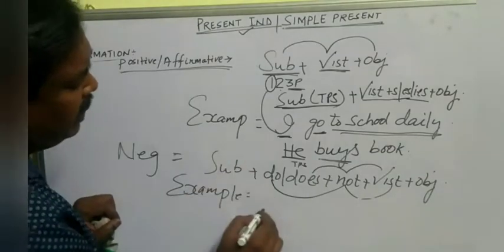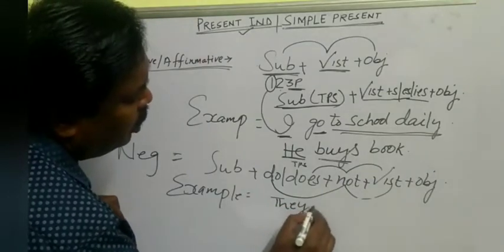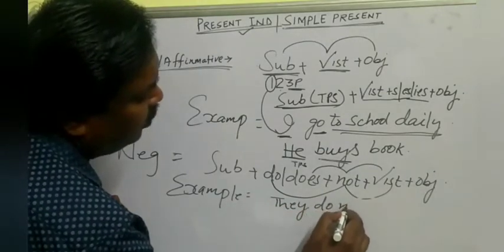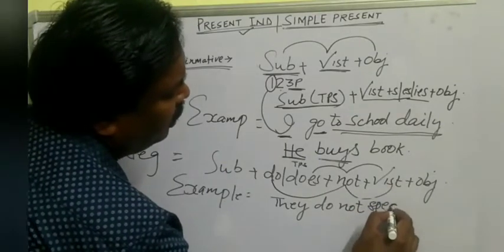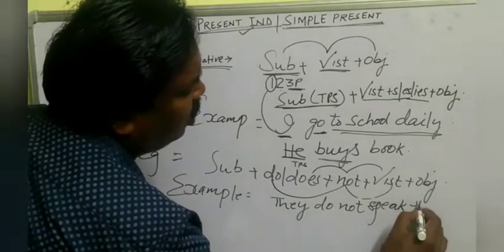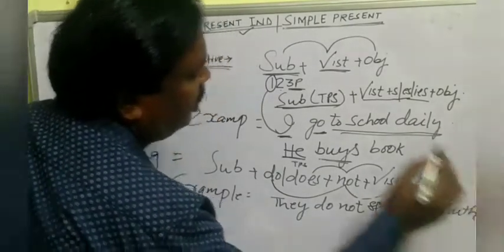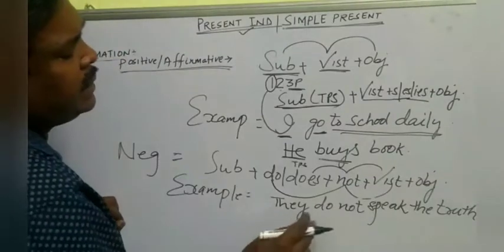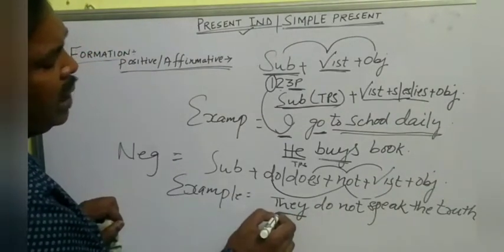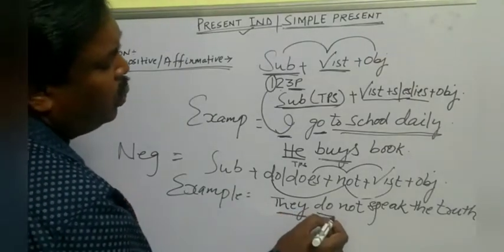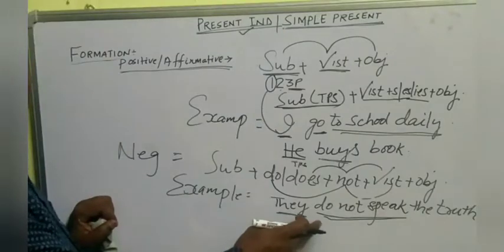Okay, example. They do not speak the truth. They do not speak the truth. Here this sentence is in negative and the subject is third person plural number. So we used do not plus first form of verb. Is it clear?